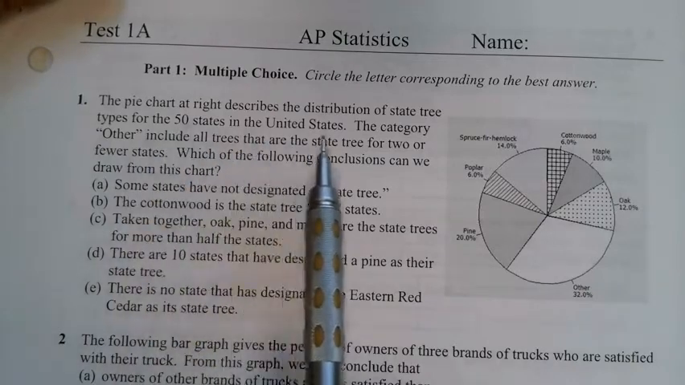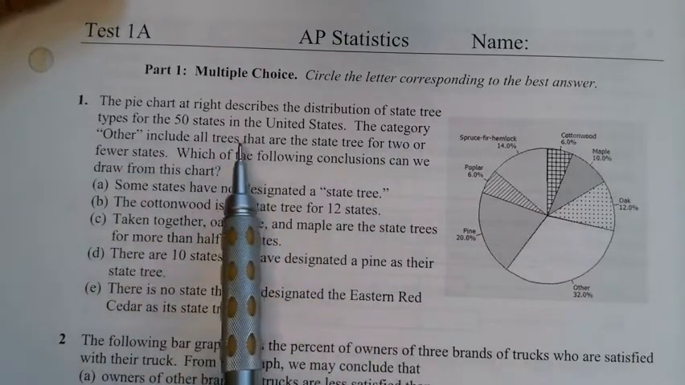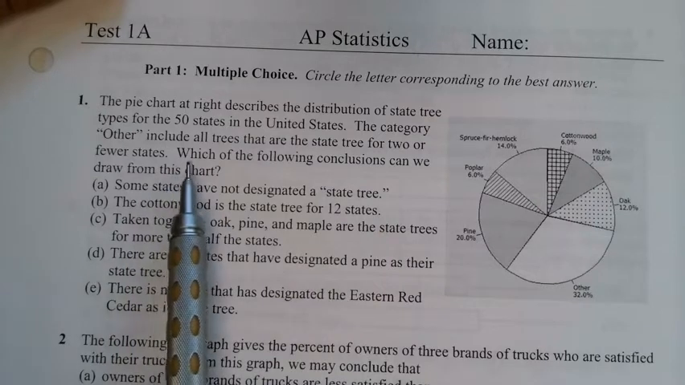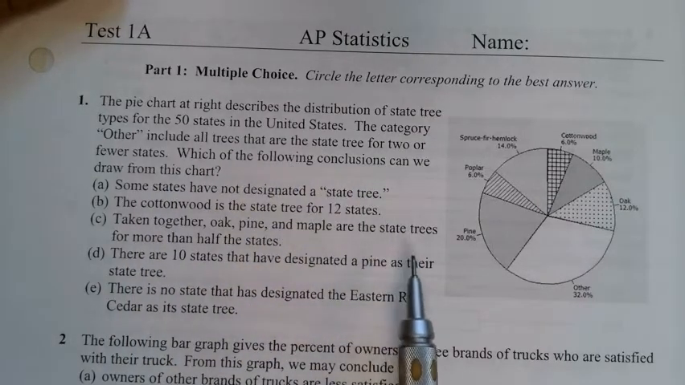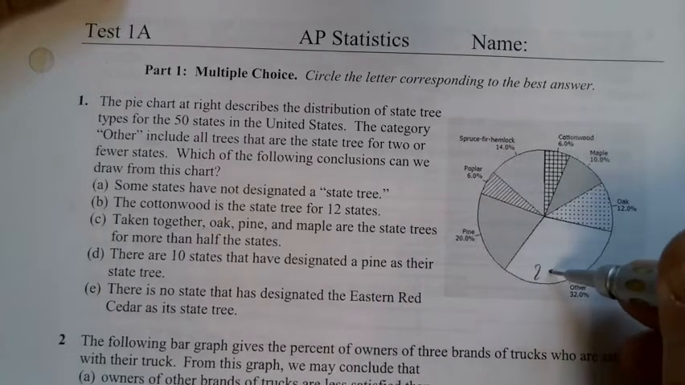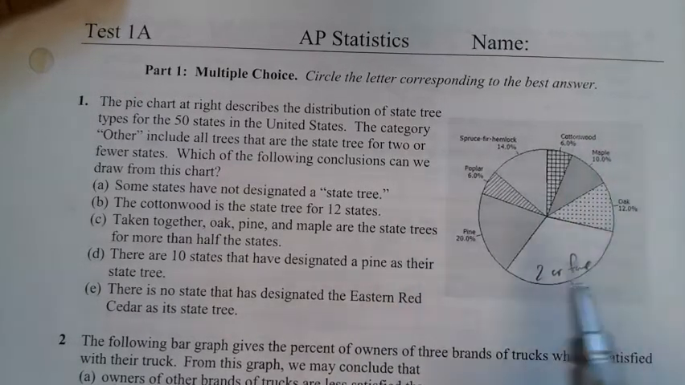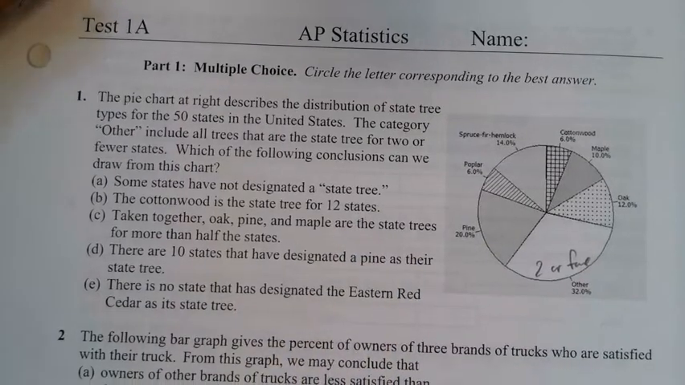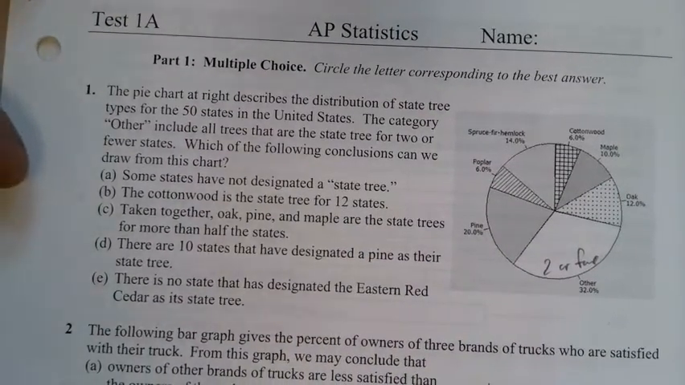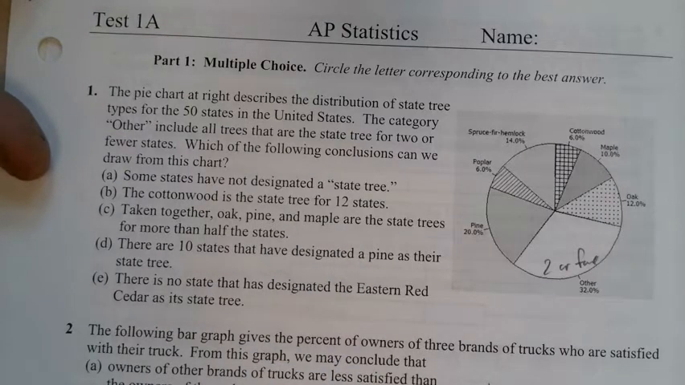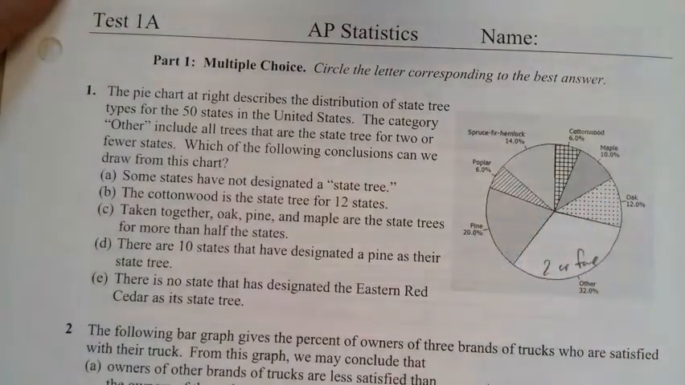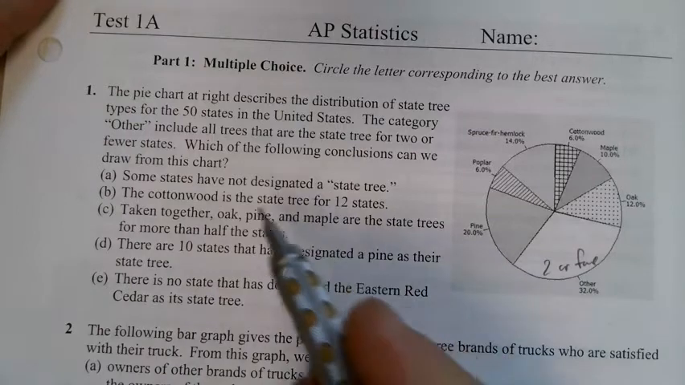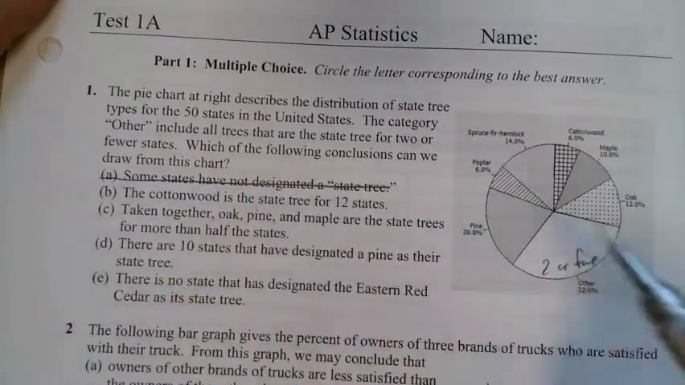The pie chart at the right describes the distribution of state tree types for the 50 states in the U.S. The category Other includes all trees that are the state tree for 2 or fewer states. Which of the following conclusions can we draw from the chart? Some states have not designated a state tree. I can't tell that because in order to tell that, I need to know how many individuals, and I don't know that all 50 are there.